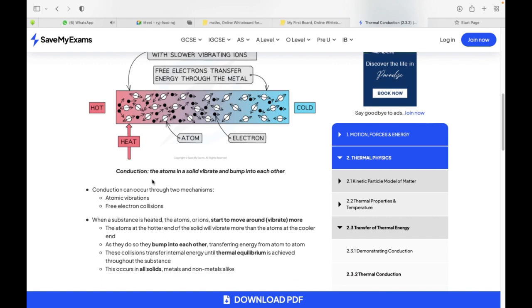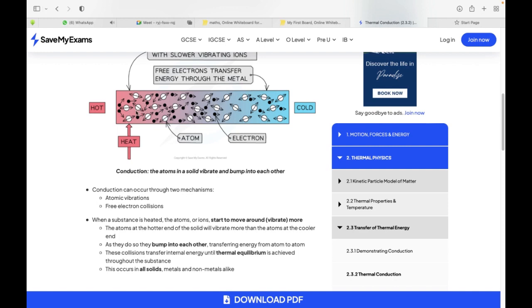Now, conduction can occur through two mechanisms. One of the mechanisms through which conduction occurs is by atomic vibration. These atoms will be vibrating. That's one way. As they are vibrating, they might even be hitting each other. Sometimes they're very close. For diagrammatical sake, that's why you see it like this in the diagram, but in reality these atoms are actually close. They're so close to the point that they're touching each other.